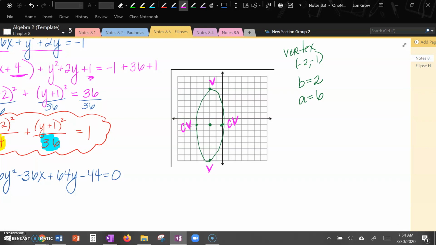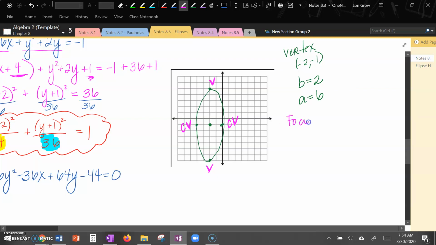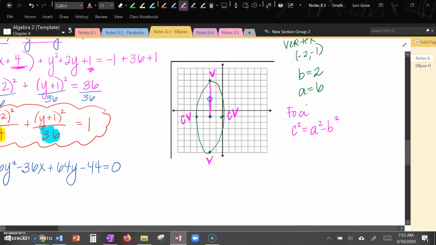And then finally, what I need to do is find the foci. So remember, in order to find the foci, we're going to use c squared equals a squared minus b squared. Okay, so a is always this larger distance. We said that that was 6. And b is the smaller distance. We said that that was 2. And so when I go through and do this math, I'm going to get 36 minus 4, which is 32. So c is the square root of 32.